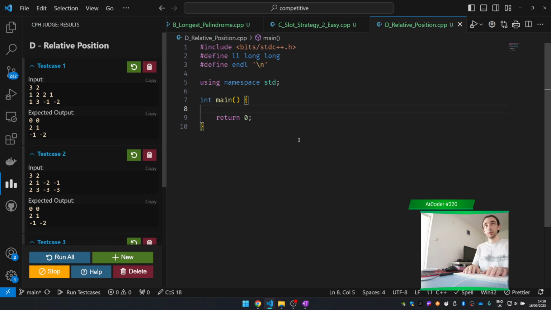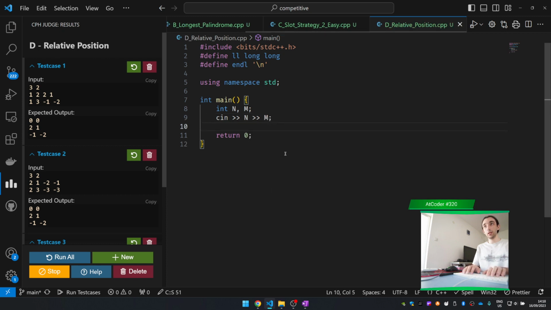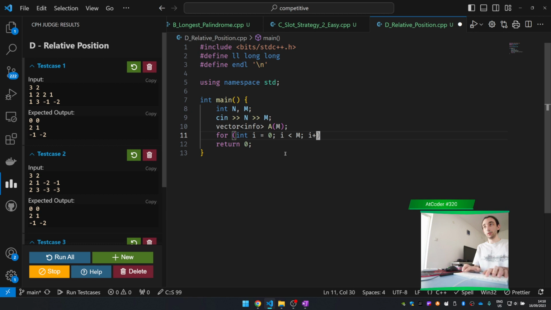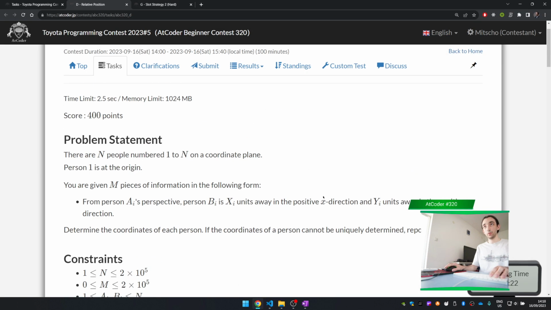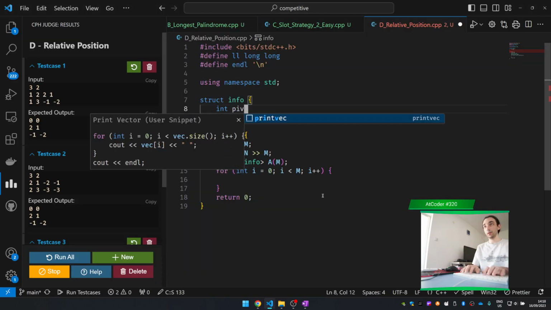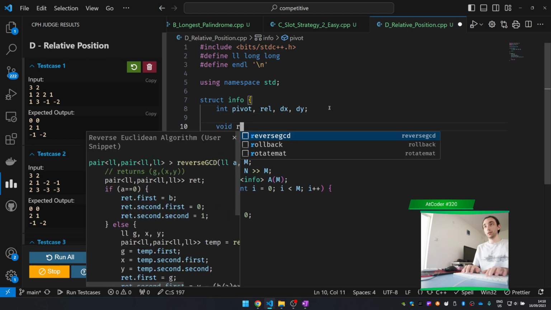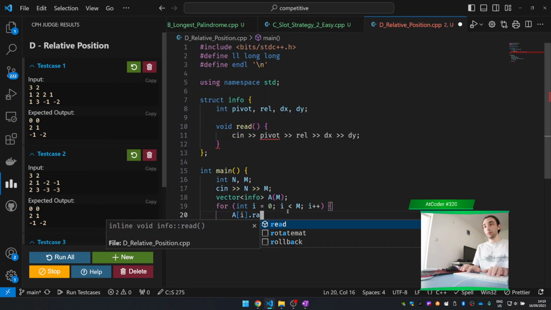We know for some person where that is. So there are n and m: n persons, m pieces of information. For each information, there's a person, from A_i's perspective. So this is a pivot, and then there's this relative person, and then there's delta x and delta y. And this is exactly what we're supposed to read. We can just do a read function here, and this is the pivot, relation, delta x, delta y.